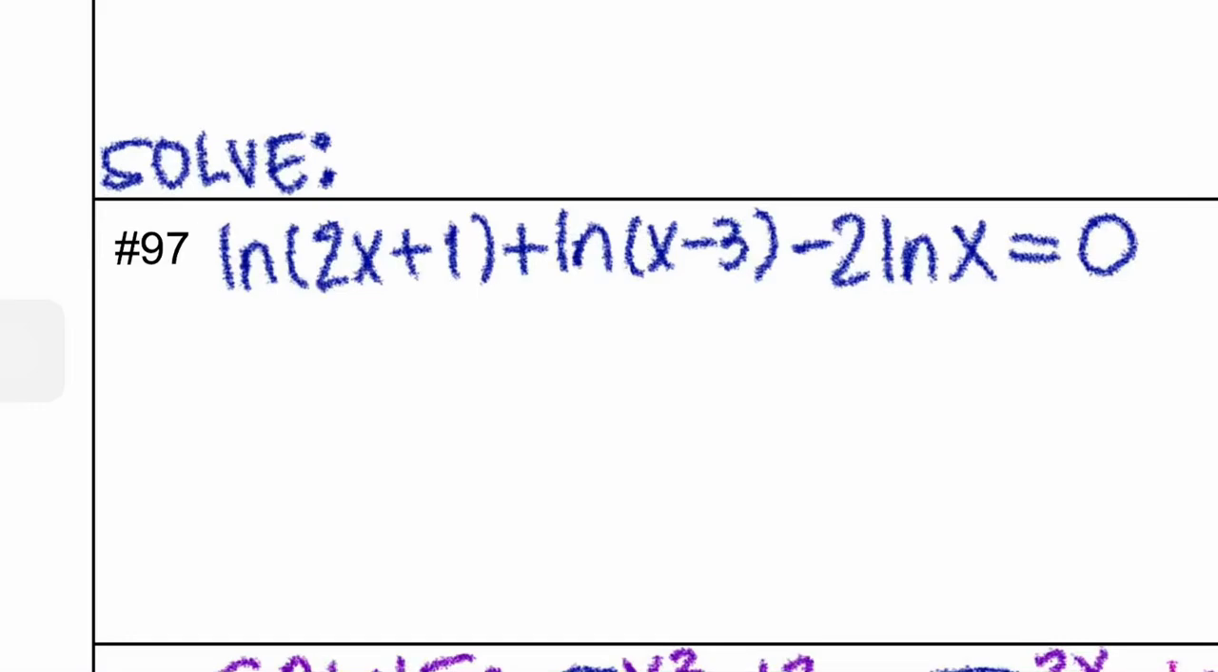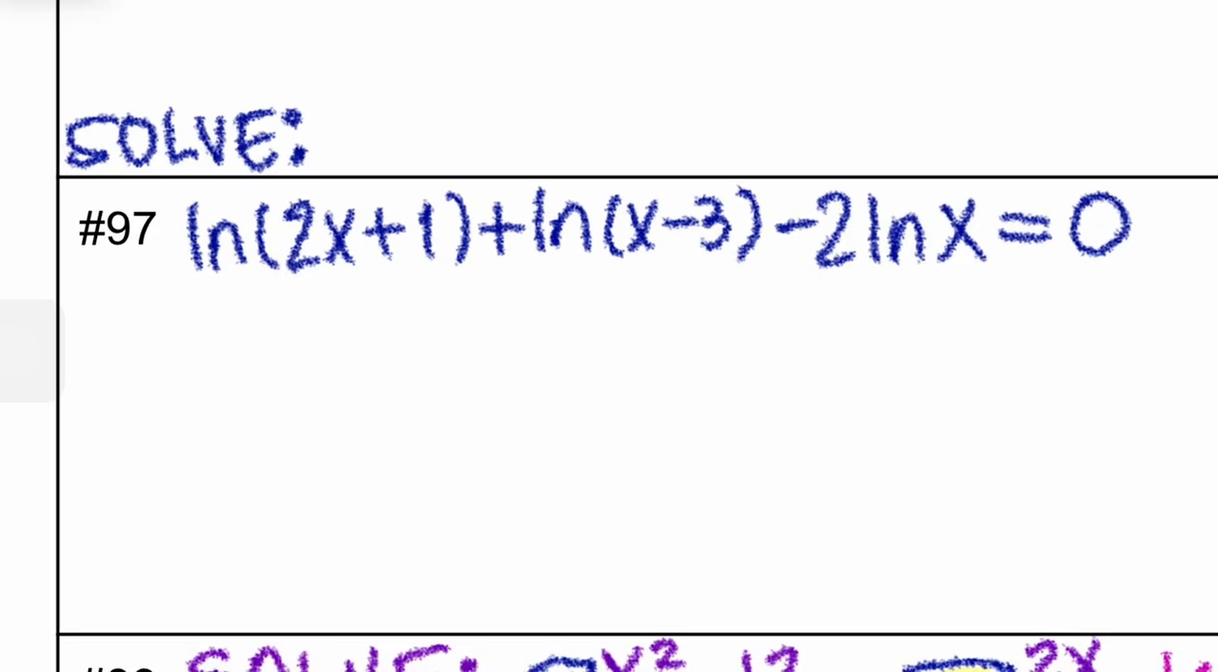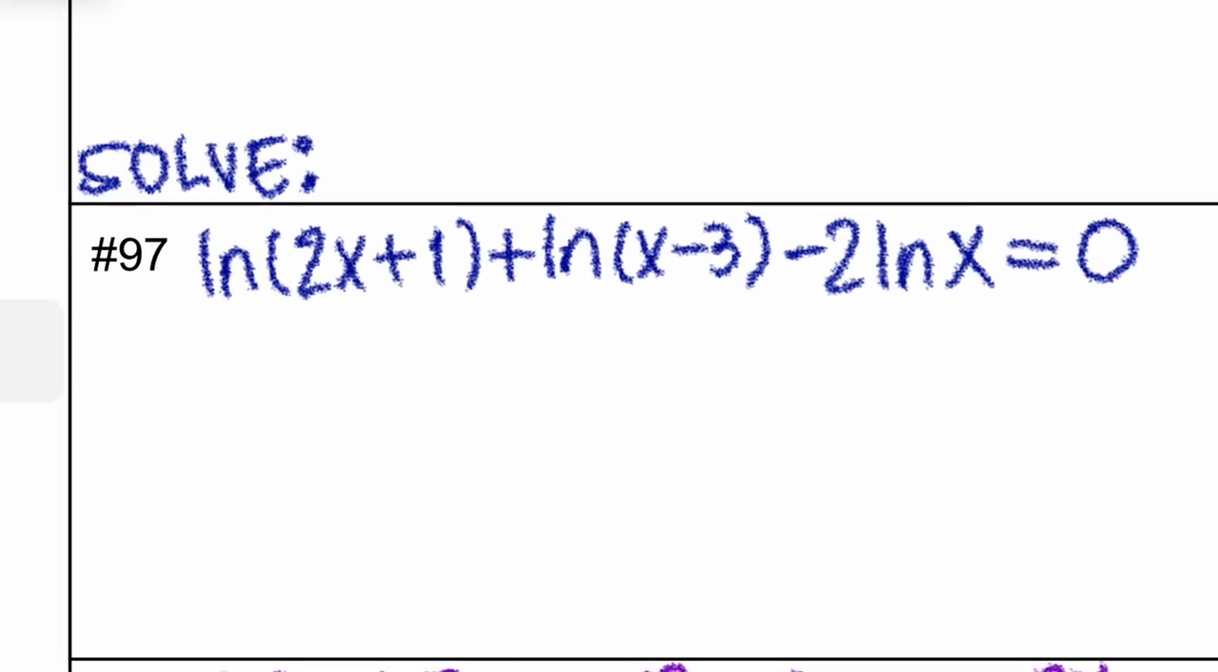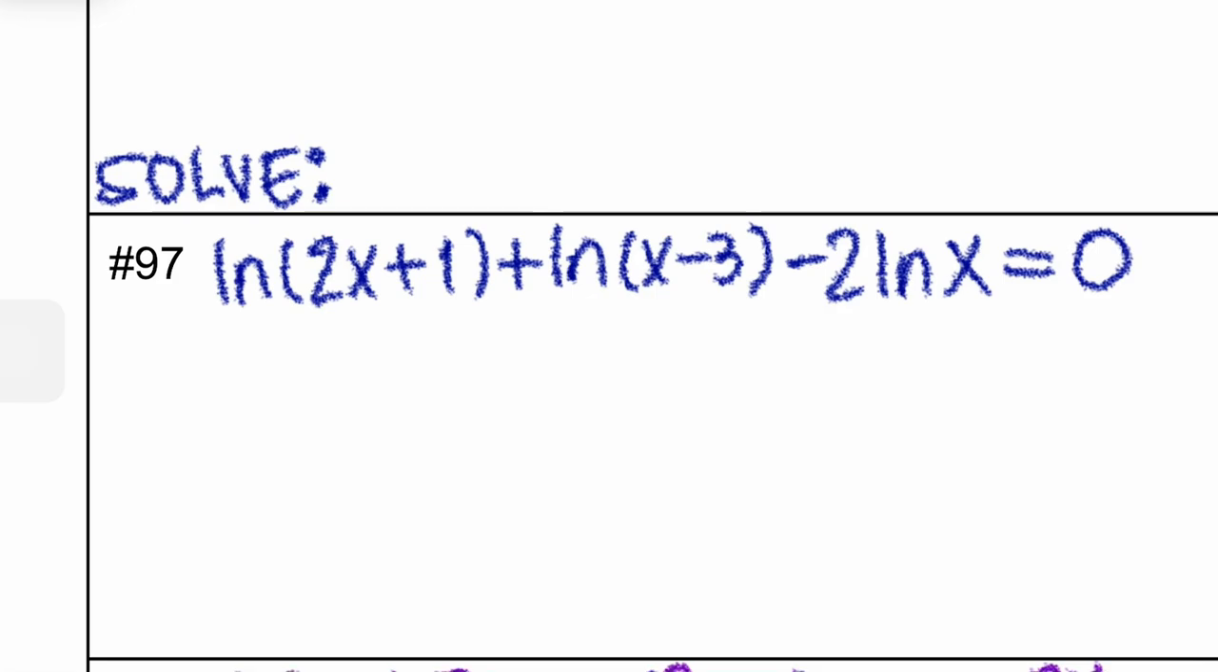Here in this video, we are going to solve the problem you should be seeing on your screen right about now. It is the natural log of the quantity 2x plus 1 plus the natural log of the quantity x minus 3 minus 2 ln x equals 0. So this is a logarithmic equation.